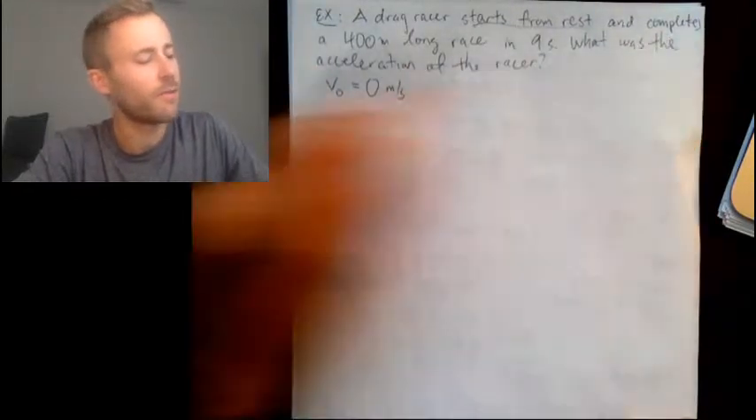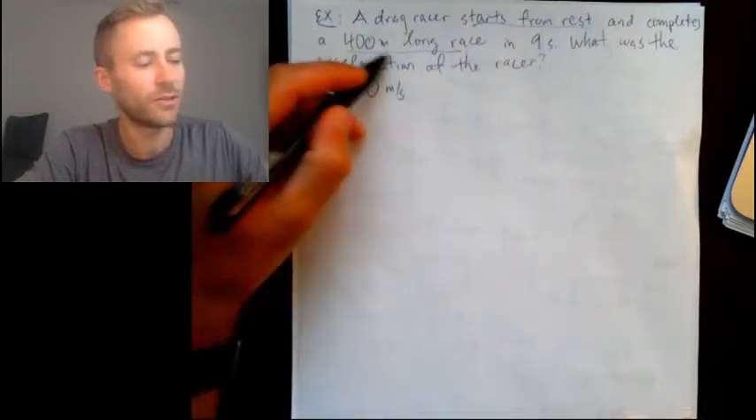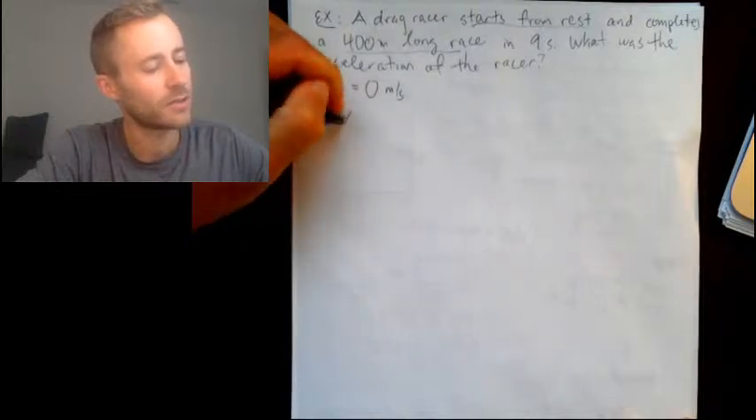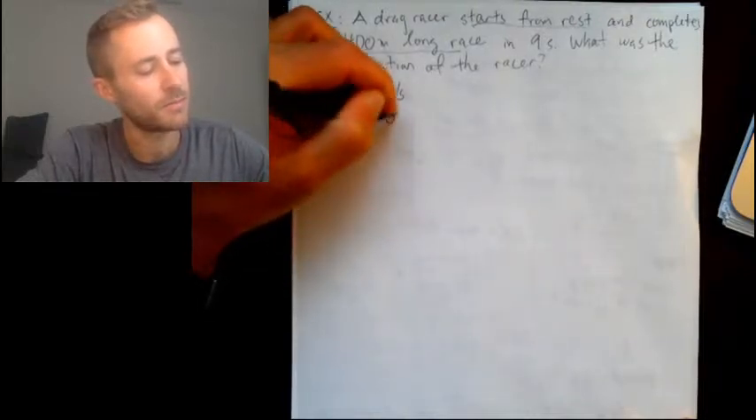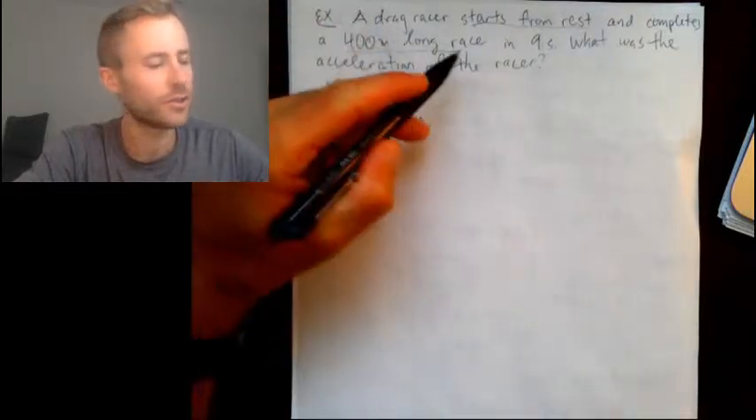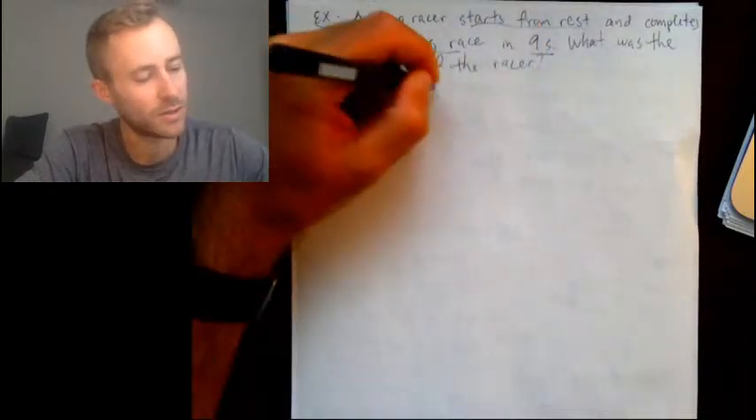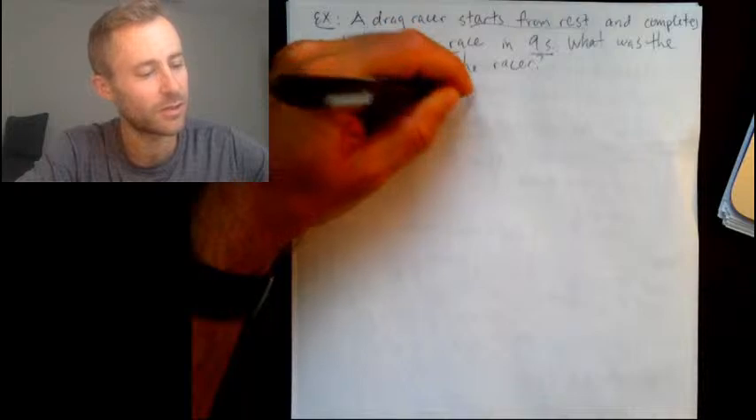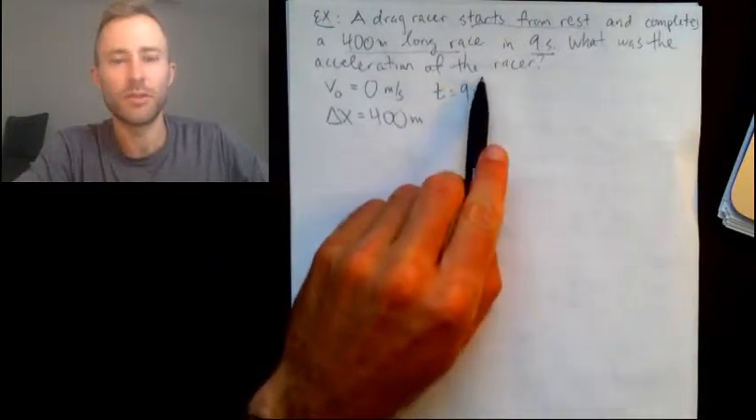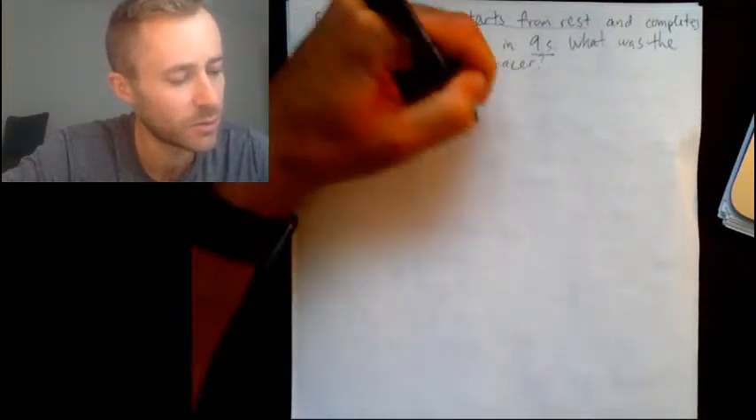It completes a 400-meter long race. So that means meters. That means that it's a measure of distance. So that means that delta x is 400. The race is completed in 9 seconds. Seconds are a unit of time. So the time for the race is 9 seconds. What was the acceleration of the racer? So one of the four variables is going to be an unknown. So I'll say a equals question mark.